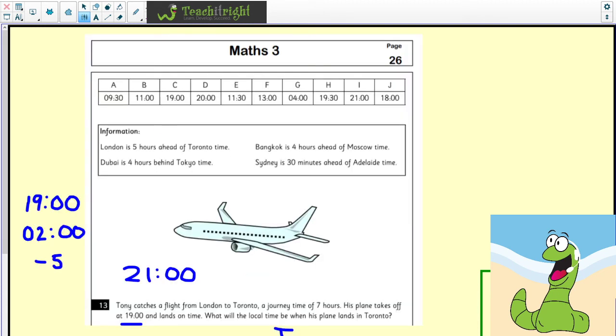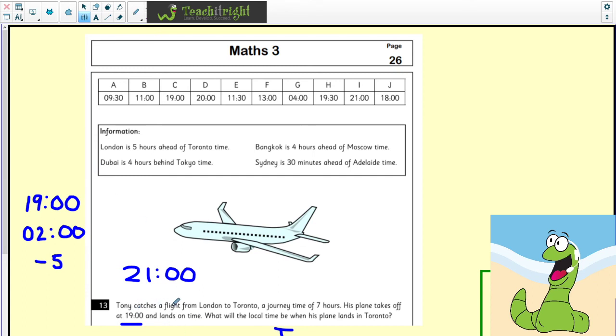And the last set of questions here all relate to time, and you've got lots of information here which you are going to need to use. So London is 5 hours ahead of Toronto time, Bangkok is 4 hours ahead of Moscow time, Dubai is 4 hours behind Tokyo time, Sydney is 30 minutes ahead of Adelaide time. So again, it's just worth looking at that information quickly. And you've got all the times at the top there that you can refer to, hopefully identify the right answer.